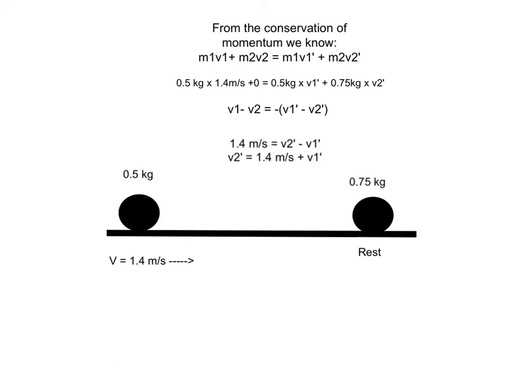Now, since it's a perfectly elastic collision, we can use this second formula that we derived in class that only applies to perfectly elastic collisions. The difference in the velocities of v1 and v2 is 1.4 minus 0, so that's just 1.4, and that's equal to v2 prime minus v1 prime after we distribute through that negative sign. Now I'm going to solve for v2 prime, and that's simply 1.4 meters per second plus v1 prime.